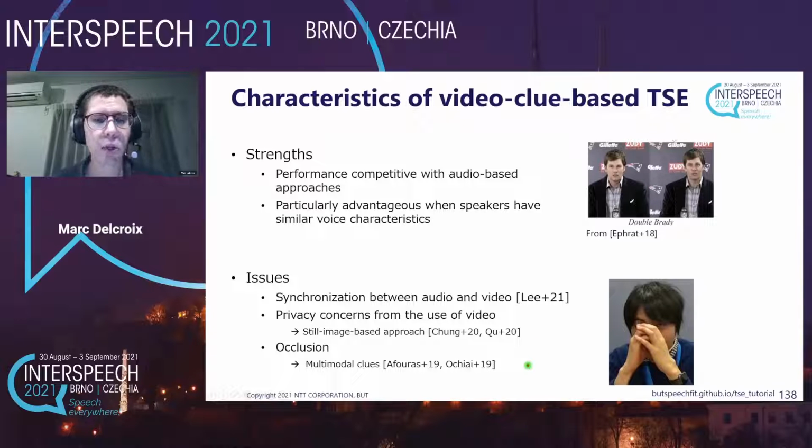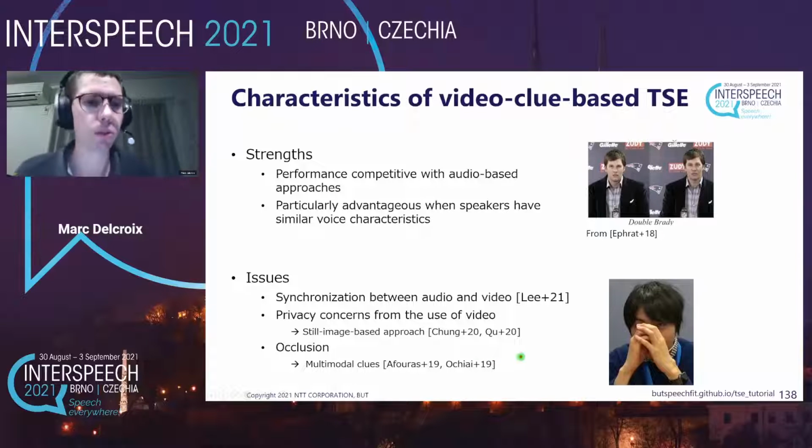And another issue is that when you have video clues, sometimes the face may be occluded. So if your mouth is covered by your hand or you're looking in another direction, the visual clue may be corrupted. So it's important to make methods that are robust to this kind of situation. And this is where multimodal clues can be handy.